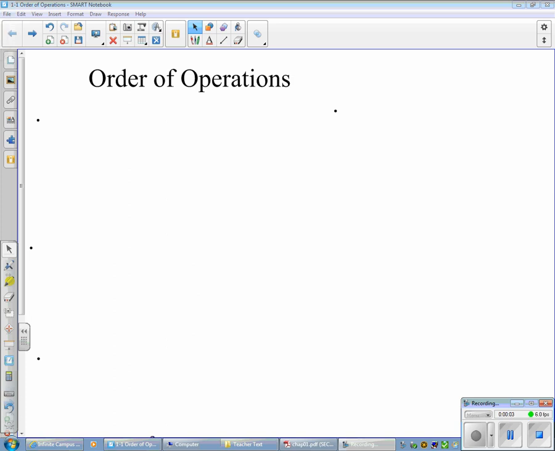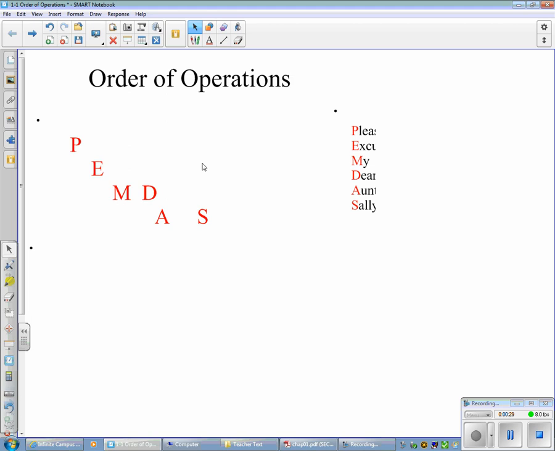Hello. Today we're going to be talking about order of operations. In math, it's really important to do things in the right order. Much like cooking, if you do something out of order, things just don't turn out right. So in math, we've set up an order of what we do things, and an easy acronym to remember these is PEMDAS. Or some people remember it as "Please excuse my dear Aunt Sally."